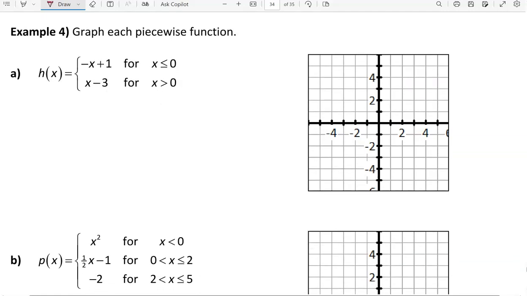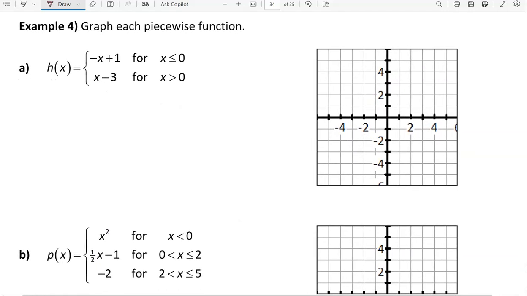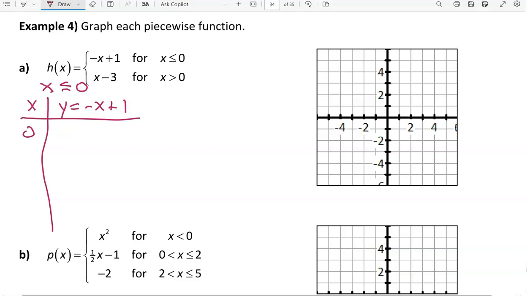Now in the next example, we're going to graph each piecewise function, and I suggest that we do this using a table of values. However, I'm going to use two tables of values, one for each piece. So, for the first table of values, we have x and y equals negative x plus 1, but I'm going to do this table of values for x's that are less than or equal to 0. So I'm going to start my interval with 0 and move into a direction that is less than. So 0, negative 1, negative 2, negative 3, and we could keep going, but we won't.